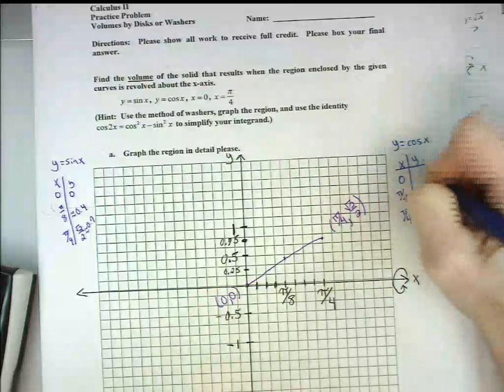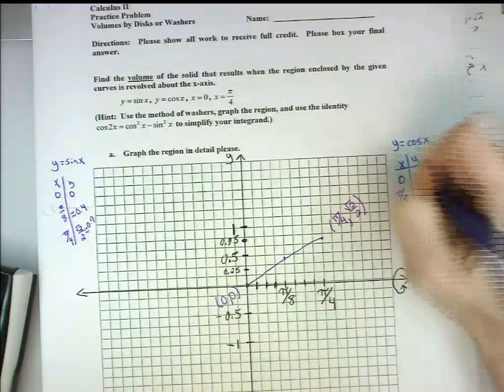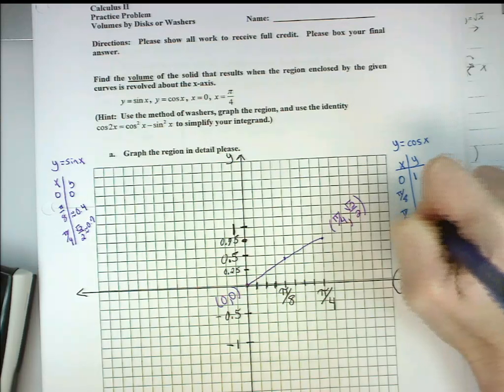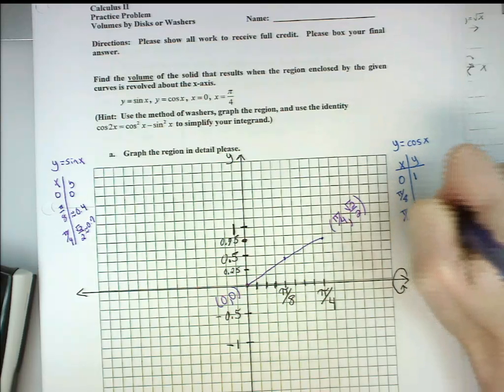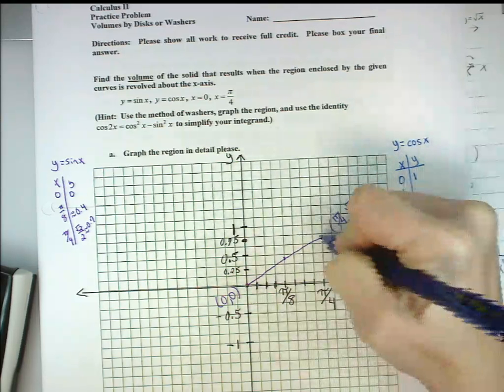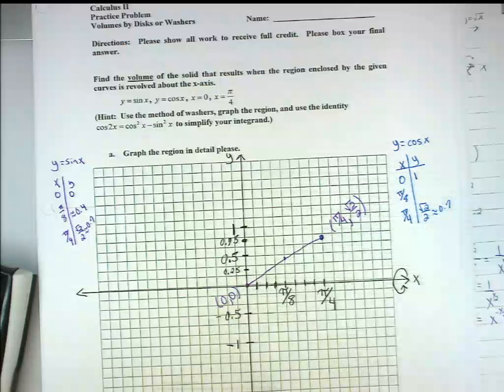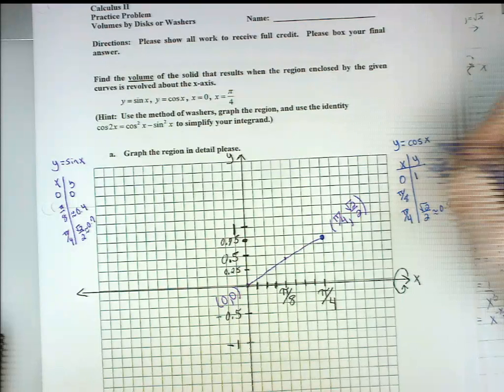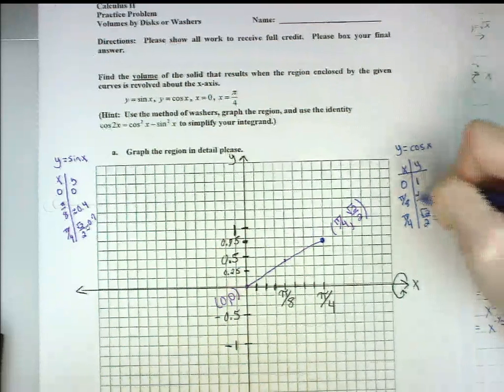The cosine of 0 is 1. The cosine of pi over 8, we'll figure that out in just a moment. The cosine of pi over 4 is the square root of 2 over 2, which is about a point. Cosine of pi over 8, I'll put in the calculator, is about a 0.9.